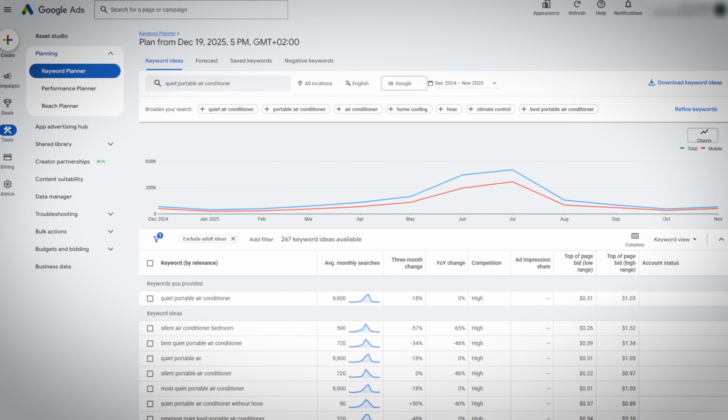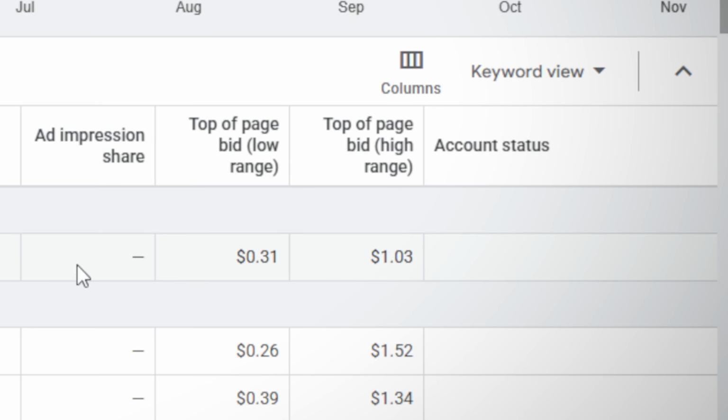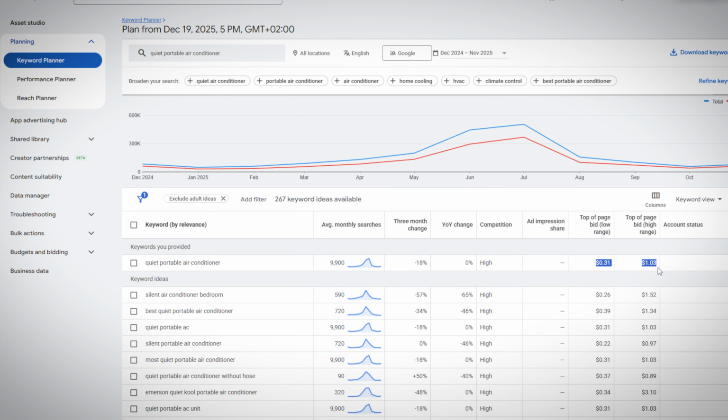Just by adding this benefit to my initial keyword, I can get a cheaper keyword that is still high intent. Looking at the quiet portable air conditioner on the keyword planner, you can see that this keyword has a $1 top of page bid on the high range, which is very cheap for a keyword with such high intent. So this is how you escape fierce competition while still navigating buyer's territory on Google.